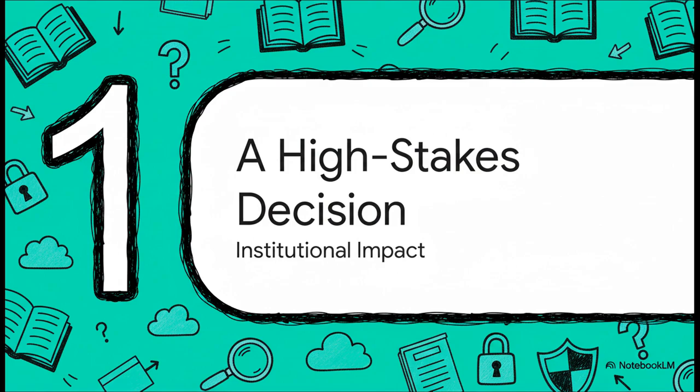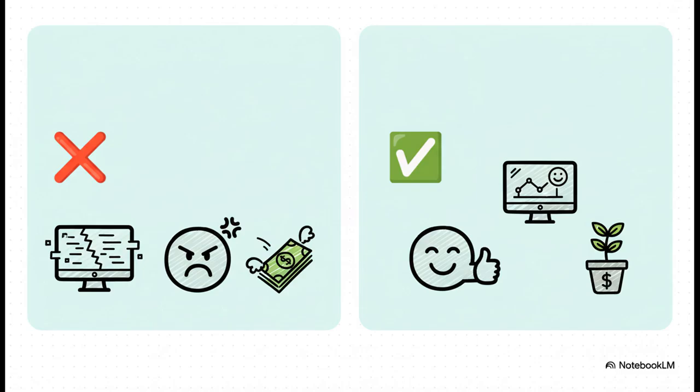Okay, so let's just dive right in. And first, we need to understand just how high the stakes really are. This isn't just about picking some new software. This decision affects pretty much everyone at the institution. I mean, look at this. Get it right, and you're setting yourself up for success. Happy students, efficient faculty, everything running smoothly. But if you get it wrong, well, you're looking at a whole lot of student backlash, technical meltdowns, and a ton of wasted money. The ripple effects here are just huge.